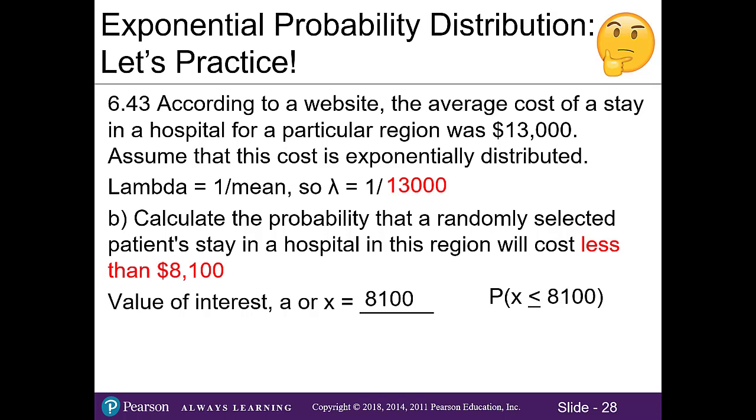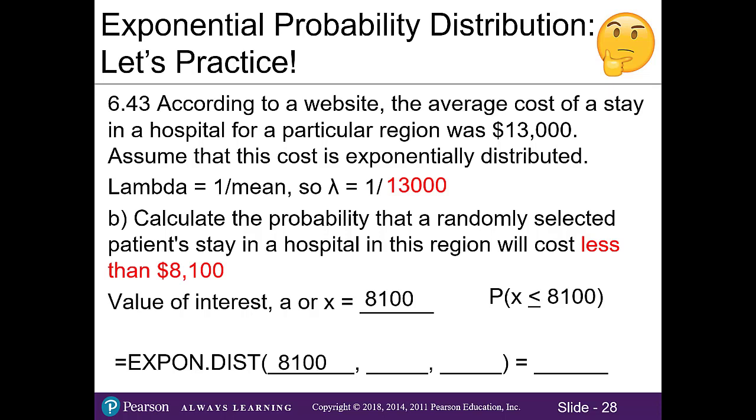So again, now I know which formula to use in Excel, which is going to be this one right here. I just have to plug in my x of 8,100. My lambda, which has not changed, is still 1 over 13,000. And again, you're like, where does the 13,000 come from? That's that average cost from our story, and then true. And then when you hit enter, after typing all that into Excel, we get 0.4637. And that's how we do the exponential distribution.